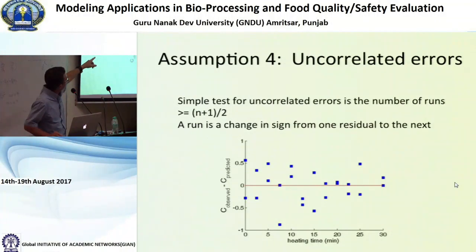The way you check for this is you check the number of crossings, which we call runs, and whether the number of crossings is greater than half the data. So if you have 100 data, you should have 50 crossings of the 0 line, which we call runs.